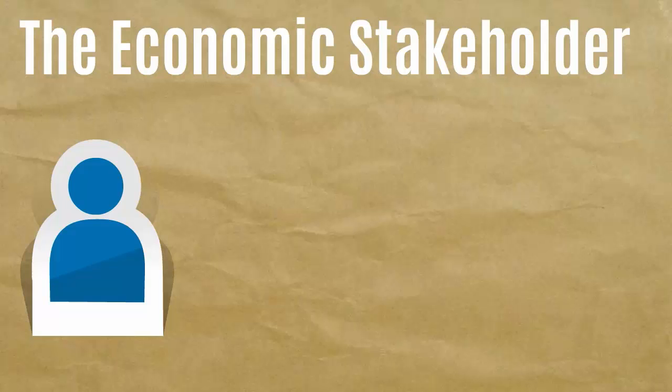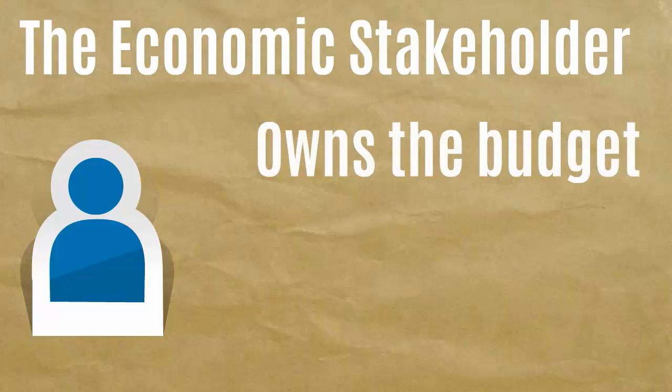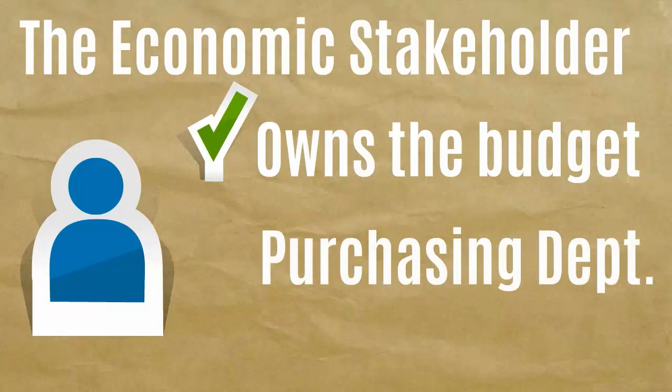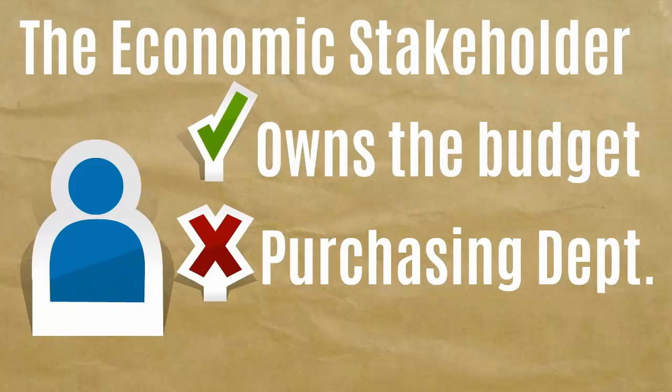The economic stakeholder is a person who ultimately owns a budget and as a result signs off on the purchase. Now, one of the lessons that I personally learned the hard way early in my career is that purchasing or the procurement department, they're not the economic stakeholders. Yes, they are often the ones that we deal with to get the final paperwork and final negotiations. However, they do not own the budget. Purchasing or that procurement officer, they're simply an administrative function within the organization, much like HR or even legal.